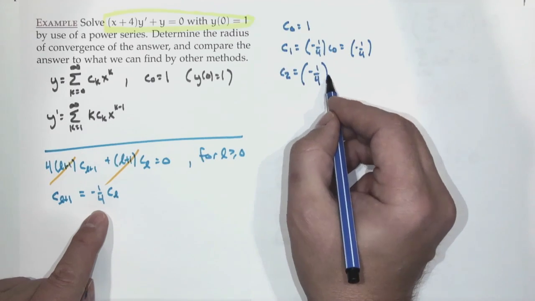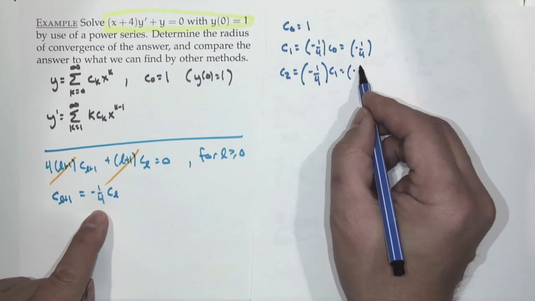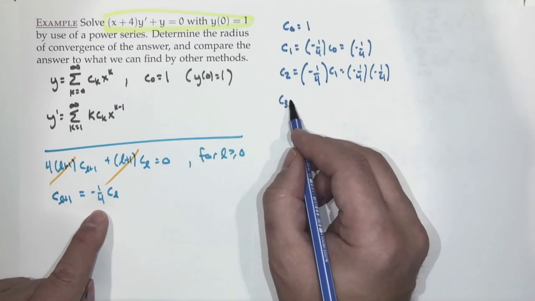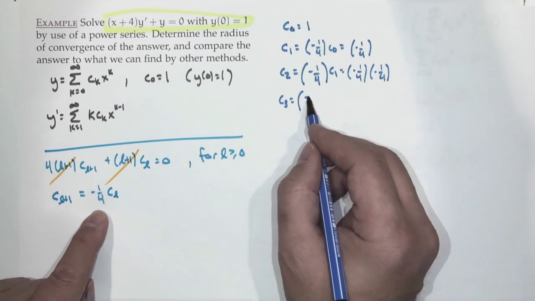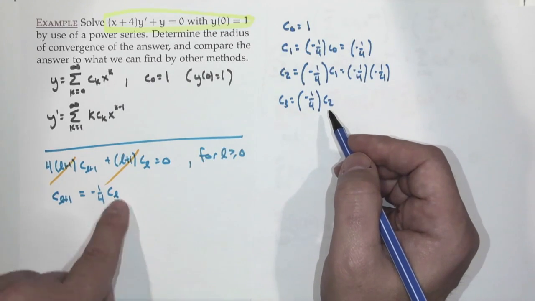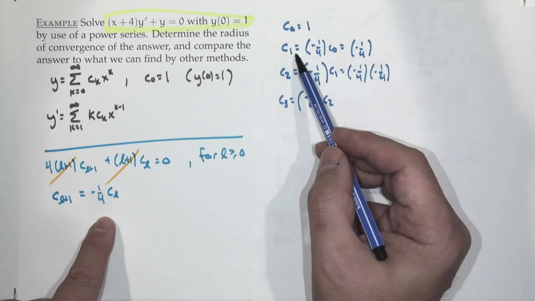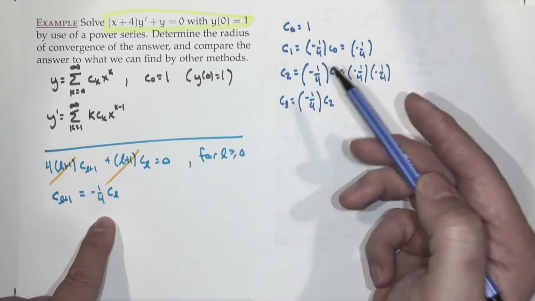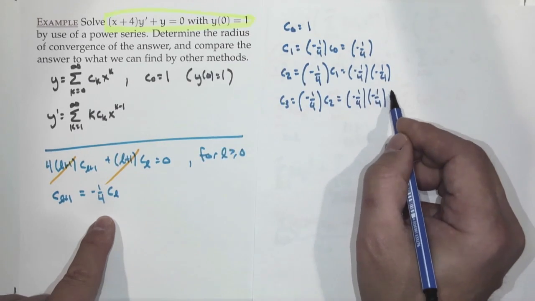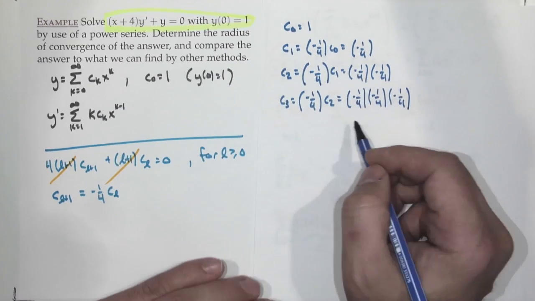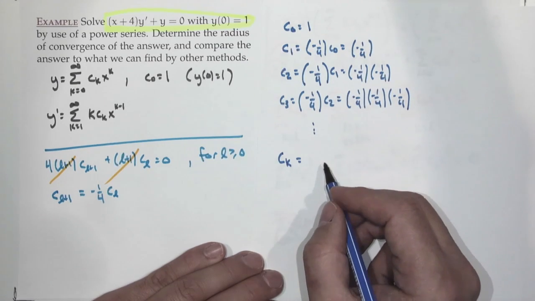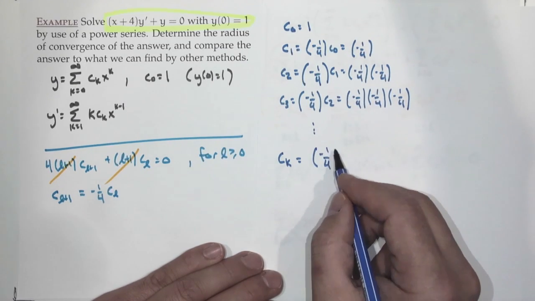-1/4 times C1, so that's -1/4 times -1/4. How about C3? -1/4 times C2, right? We're just using the same recurrence. So here is L equals 0, L equals 1, L equals 2. Well, so that's -1/4 times -1/4 times -1/4. Do we spot a pattern yet? Okay, so what does that say about our C sub k? -1/4 to the k power.